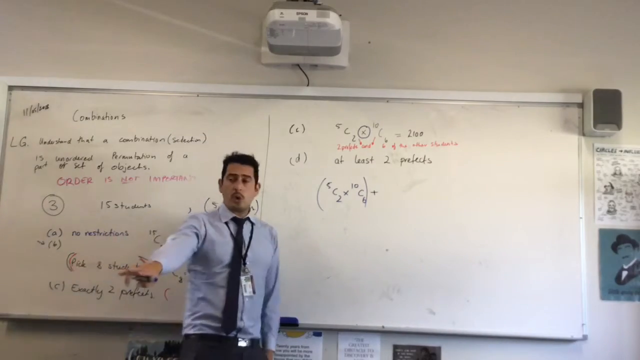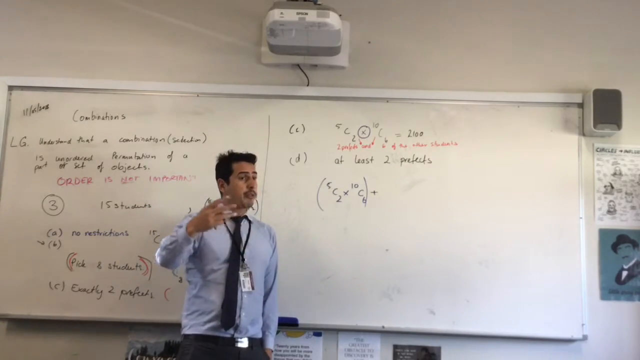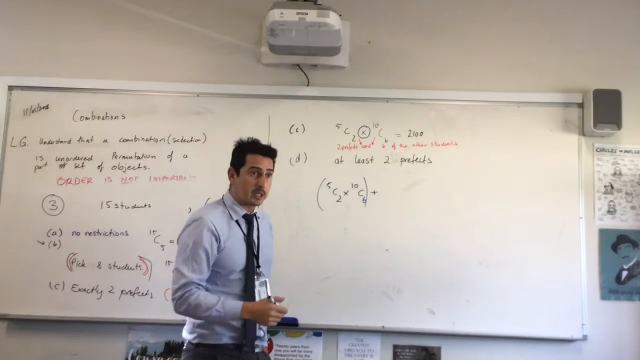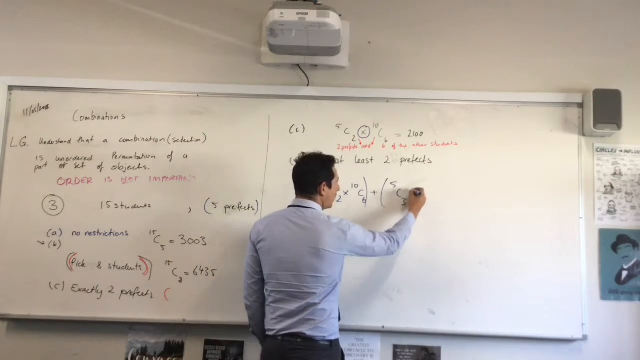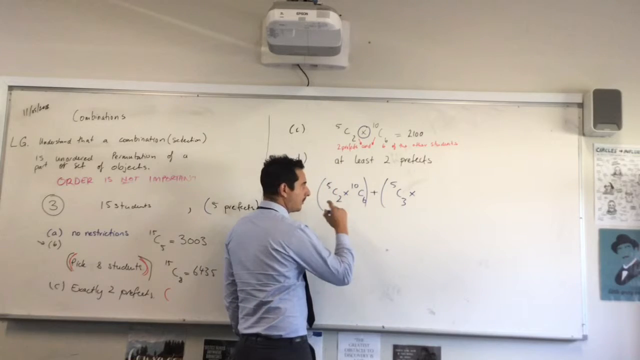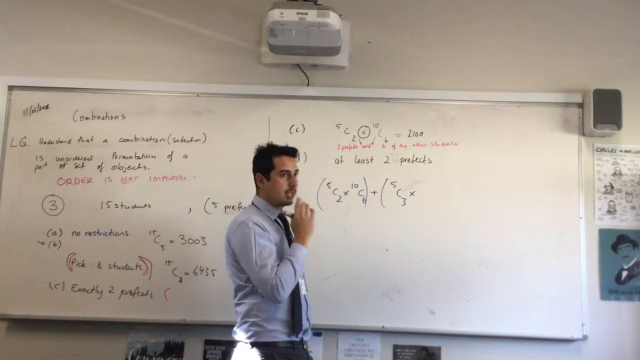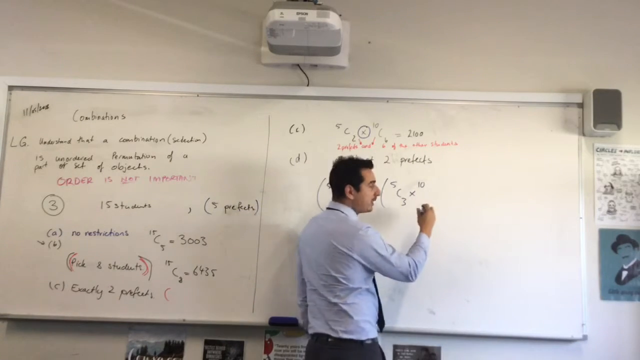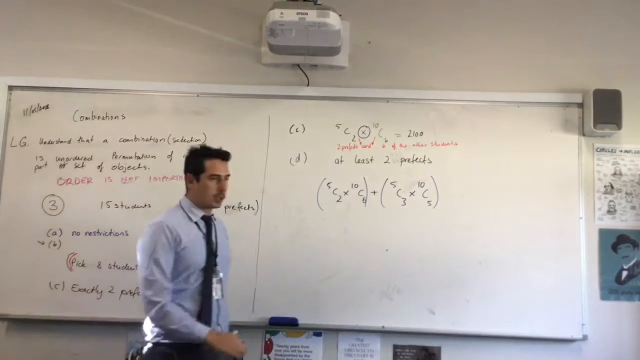Now, Lucas said that we could also pick three, can't we? Because it's at least. So how does that look mathematically? That'd be 5 choose 3, and then 10 choose 5, because we've only got 5 spots left, isn't it? Excellent. That's it, right?